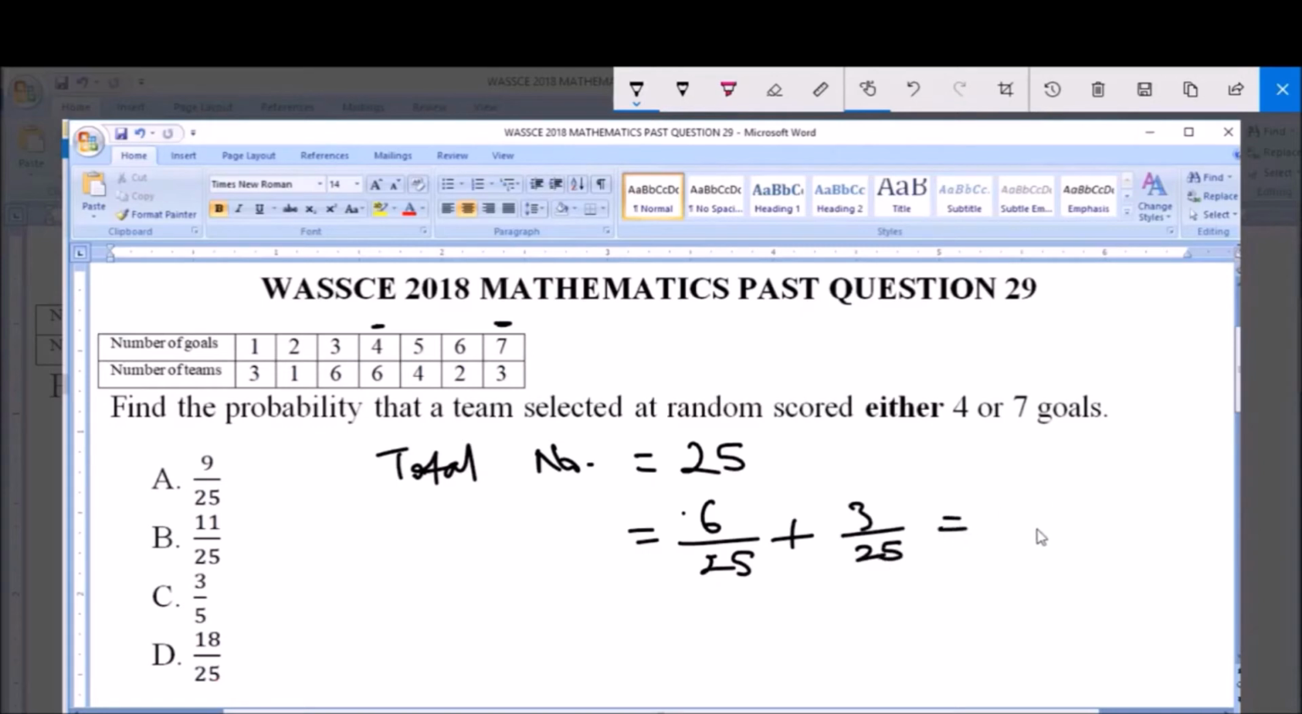Now this will be equal to, with LCM 25, 6 plus 3, which is equal to 9 all over 25. So the probability of teams that scored either 4 or 7 goals is 9 over 25, and that is option A.